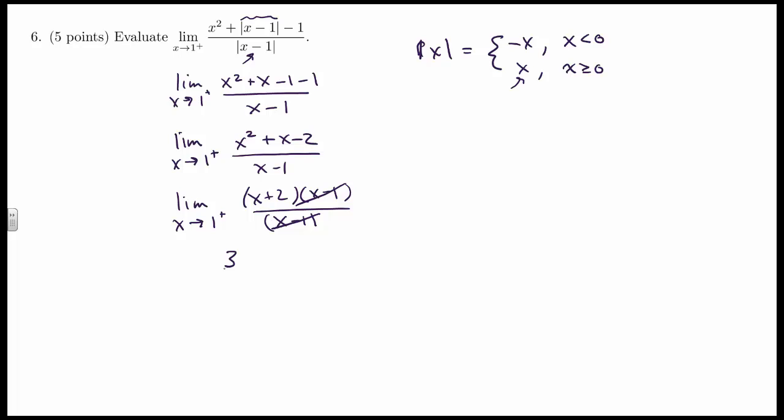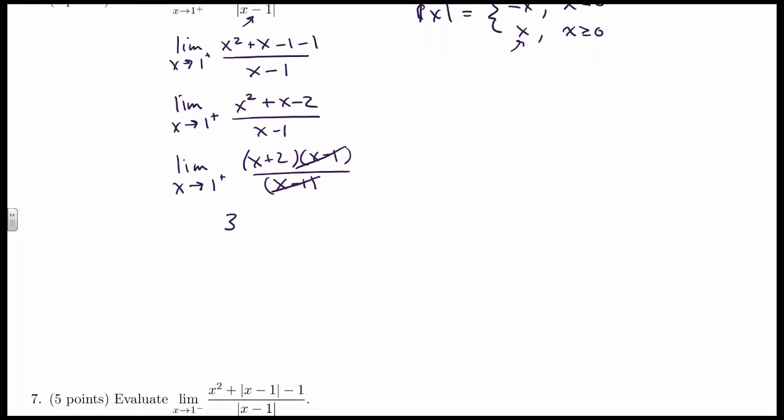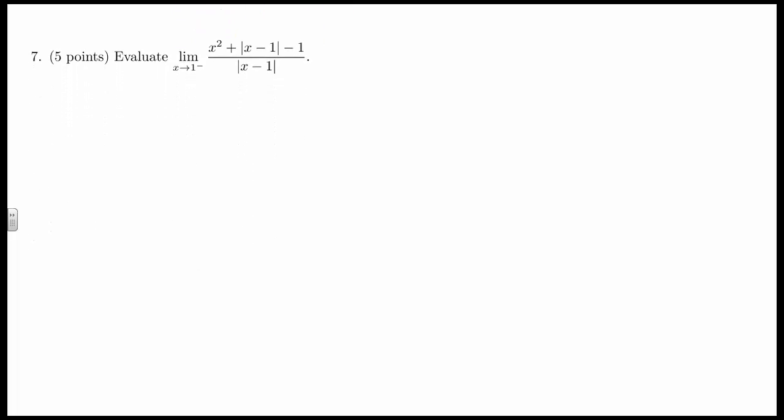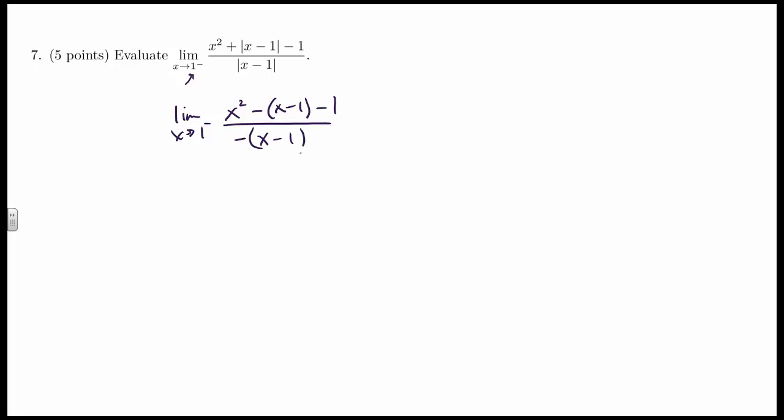Now, I'm going to do the next problem because they're so similar. Here's problem number 7. And again, we have the same issue, but this time we're approaching 1 from the negative side, which means we're going to be using the negative version of the absolute value. We'll get the limit as x approaches 1 from the negative side of x squared minus the quantity x minus 1 plus minus 1 over the opposite of x minus 1.